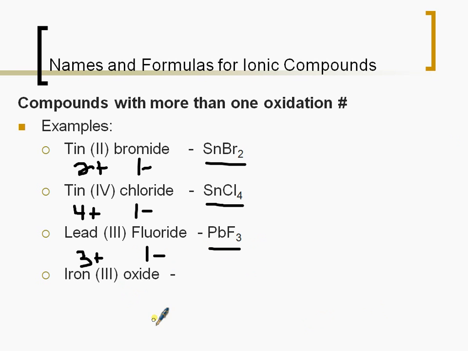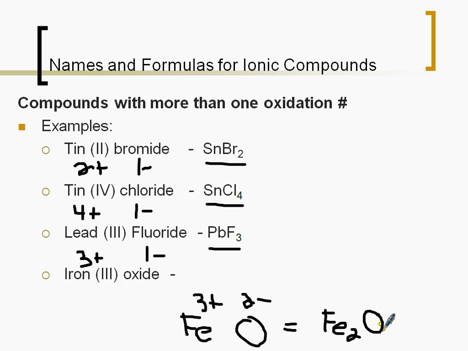Okay, I have iron here. Iron's symbol is Fe. I know that iron has to have a 3 plus charge because that's what the Roman numeral tells me. Oxygen is a 2 minus. And here we've got this weird one where one's a plus 3 and one's a minus 2. I have to get the lowest common denominator, which is 6. So my answer is going to be Fe2O3. So that's how I write that one out.